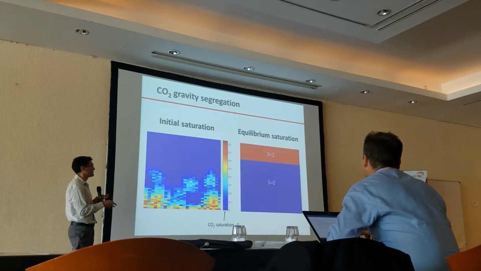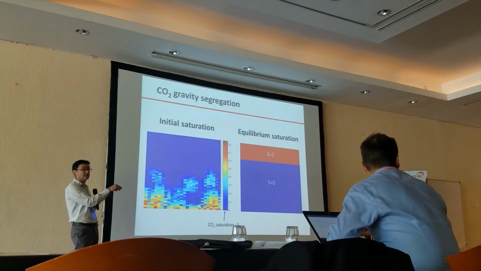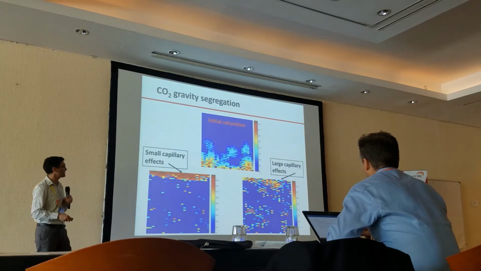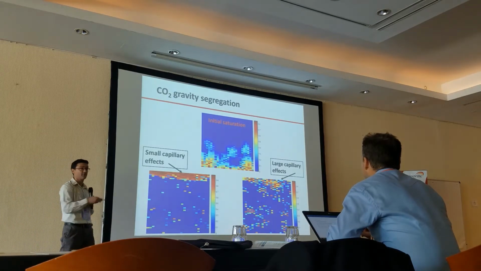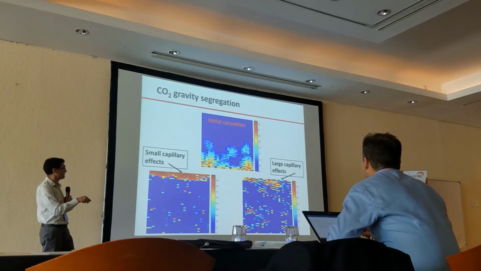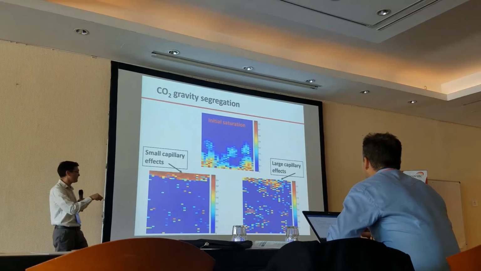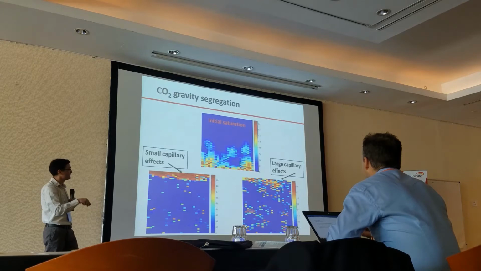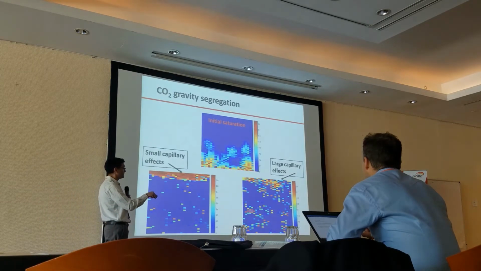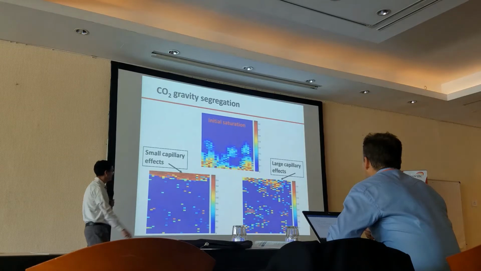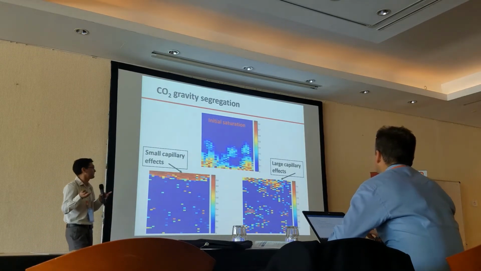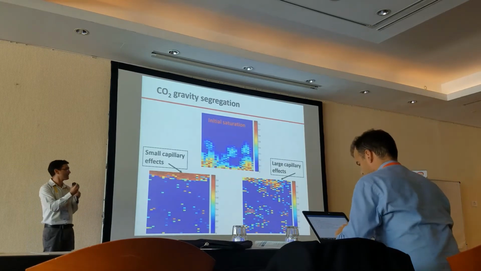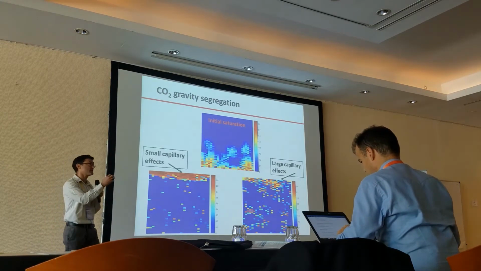So what happens if there's no capillary effect? CO2 is lighter than the water, it just goes to the top, and you get all the CO2 at the top. But with capillary effects, you start getting these trappings, so CO2 remains in the lower parts of the rock. If there's small capillary effects, you just get less trapping, isolated blocks. If there's large capillary effects, you get these bigger structures of trapping. And by capillary effects, for those of you who are not familiar, I mean the surface tension, right, that happens between two fluids and a rock.